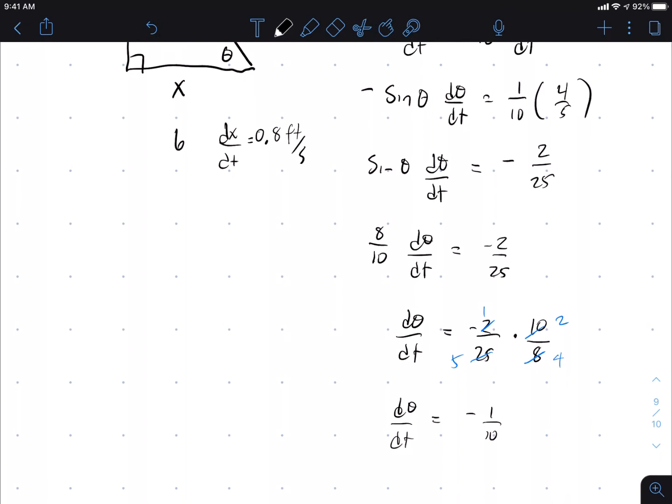Right? And since we're dealing in angles, this is radians per second. So you can see when dealing with the angles, they're a little bit tricky, right? Any questions on this one?